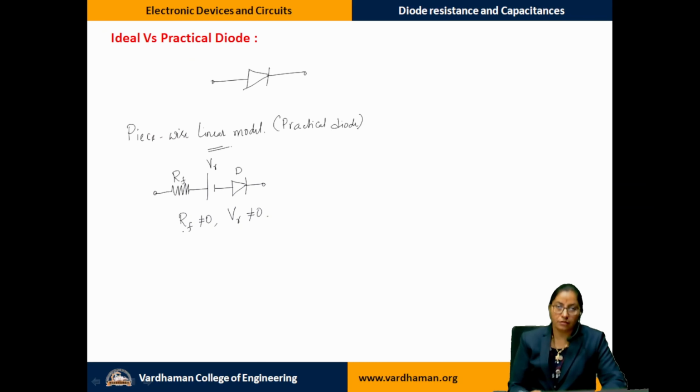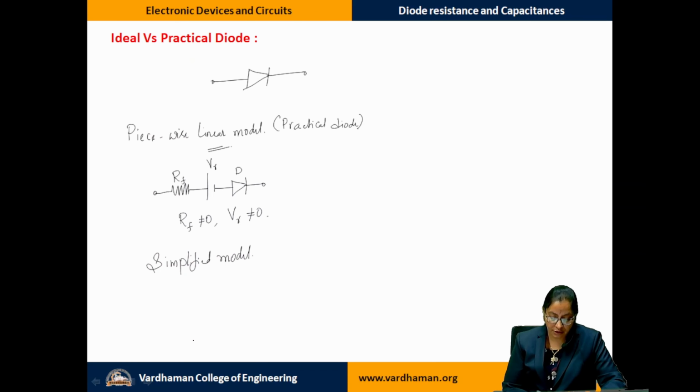Similarly, we have another simplified model present in between. In the simplified model, we consider that we can ignore certain parameters. We are going to use the piecewise linear model whenever you use your diode in practical applications, and if you want to analyze practical conditions, not ideal, then we replace our diode with its equivalent model and then do the analysis.